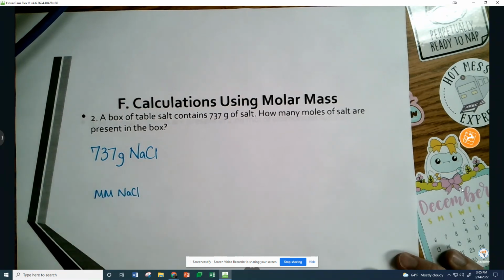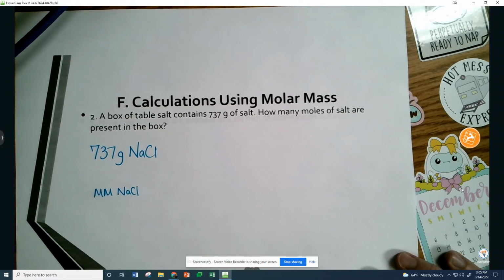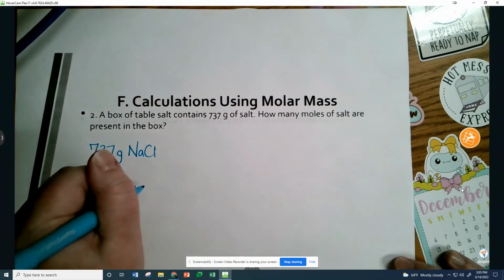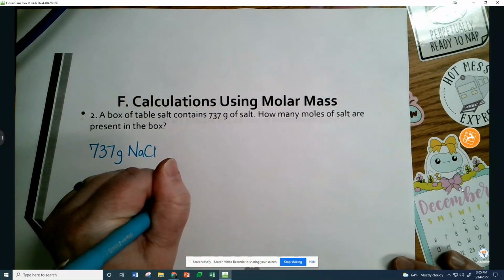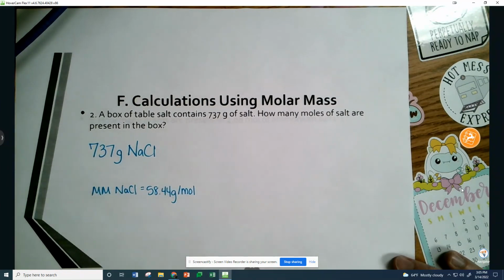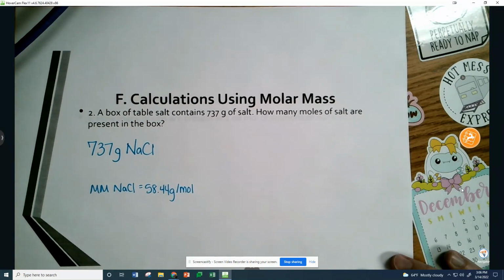Well, we're going to work smarter, not harder. If you look at part E of your notes, the very first one that we set up is for salt. So we're going to just steal that information. So we have 58.44 grams per mole. Again, that was just calculated right above in number 1 of part E.